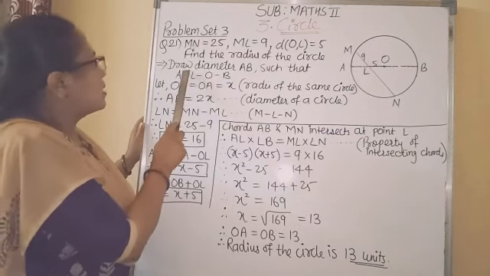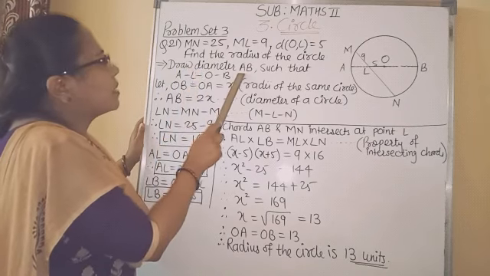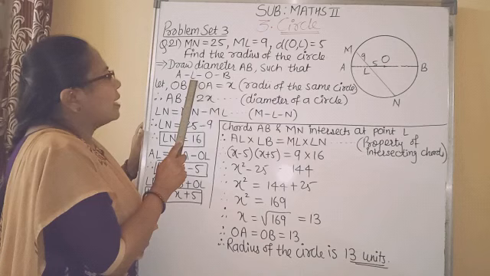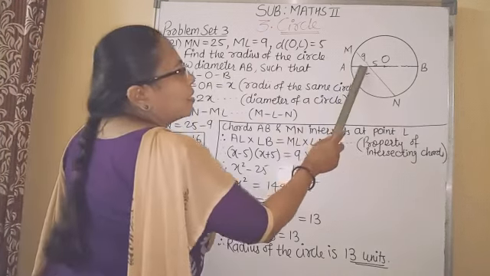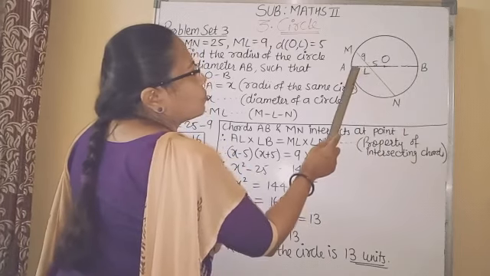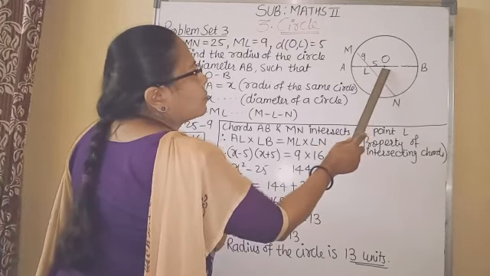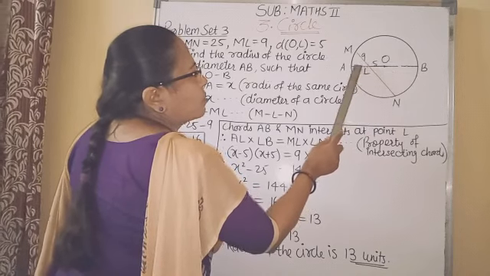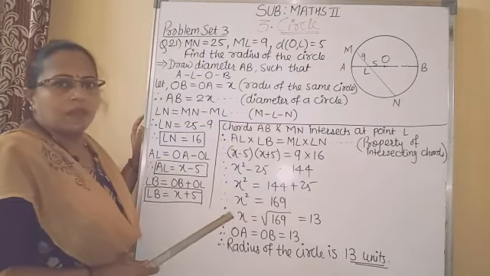To find the radius, let us do one construction. Draw diameter AB such that A-L-O-B are in that order. Here diameter AB is drawn. In short, the diameter is drawn through point L. A diameter passes through the center, and we have to draw it through point L also. This way we draw diameter AB.